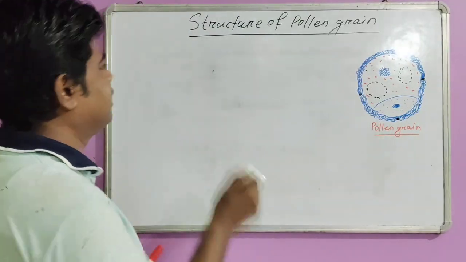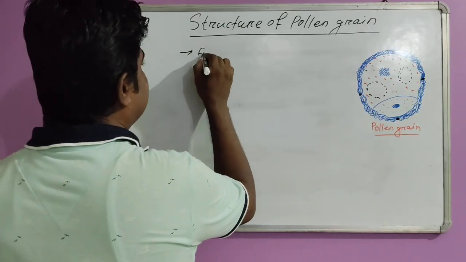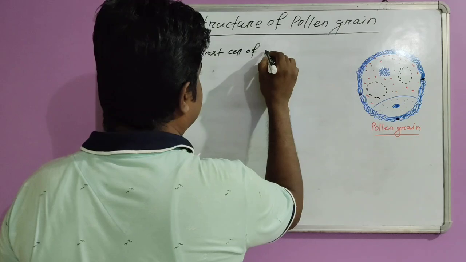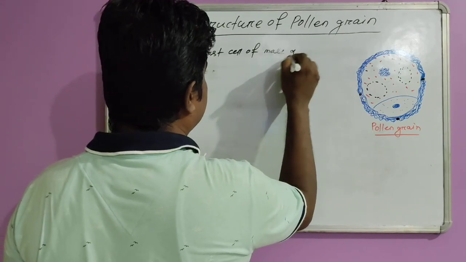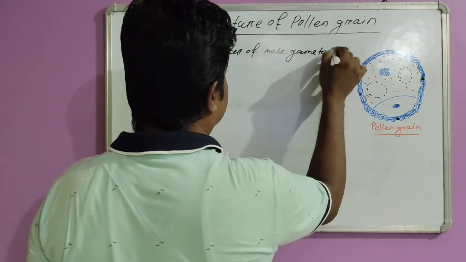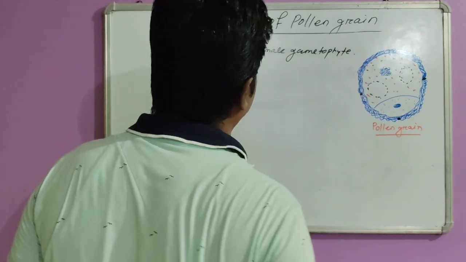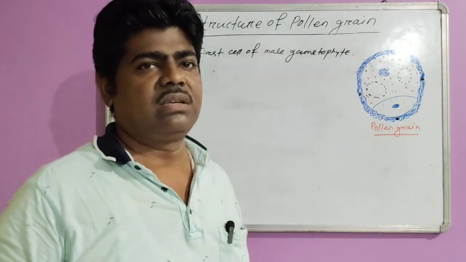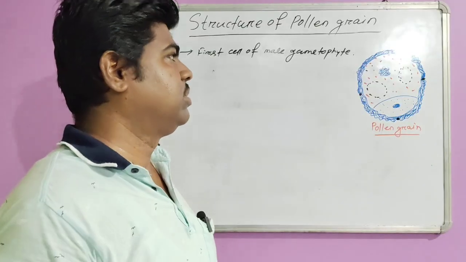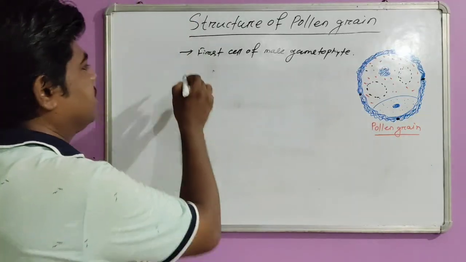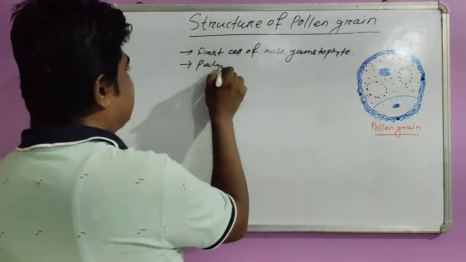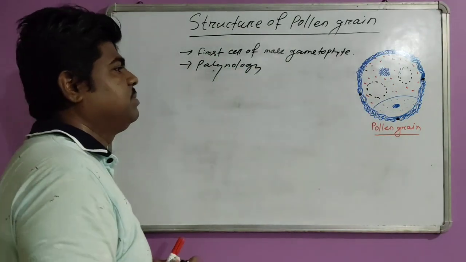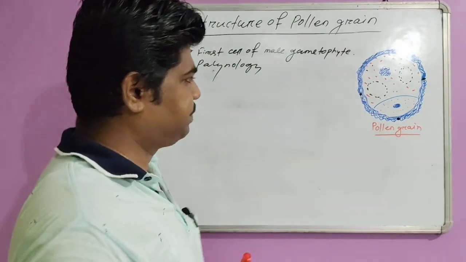So let me write the point. It is the first cell of male gametophyte, as it produces the male gamete. And the branch in which we study the pollen structure and morphology is known as palynology. So palynology is the branch in which we study the structure of pollen grain.